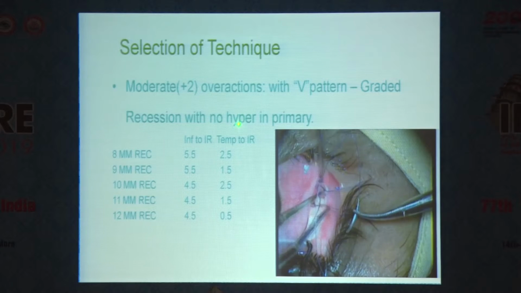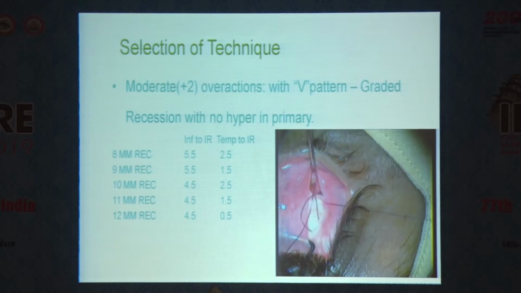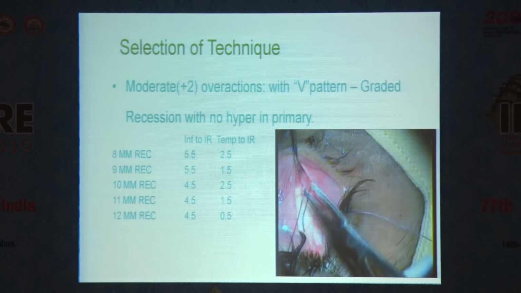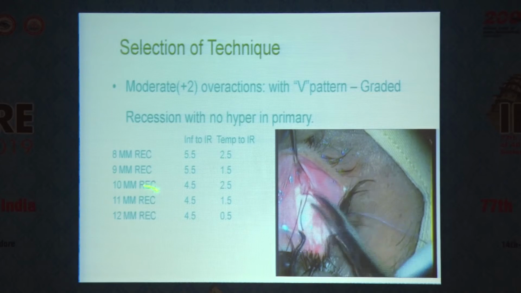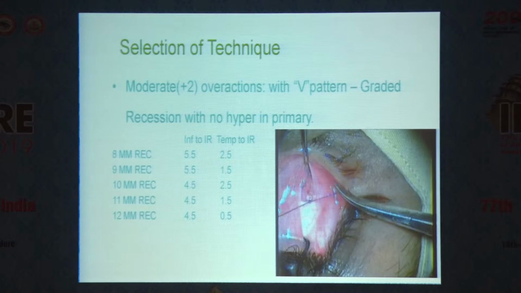So what it does is it recesses, it's more or less a pure recession with no effect, or very little effect, on hypertropia in primary position. So you can do a recession according to the table which has been published by Apt and Call. This is from inferior rectus. This is inferior to inferior rectus and temporal to inferior rectus.